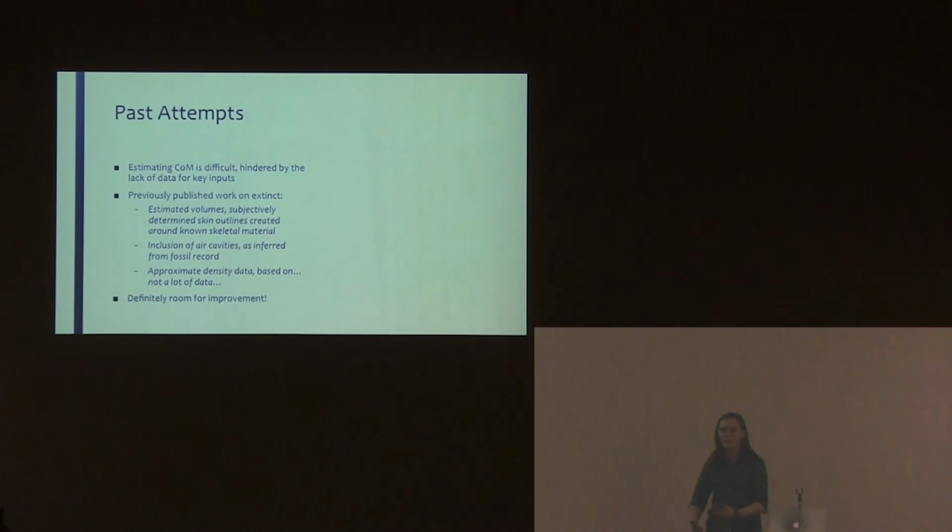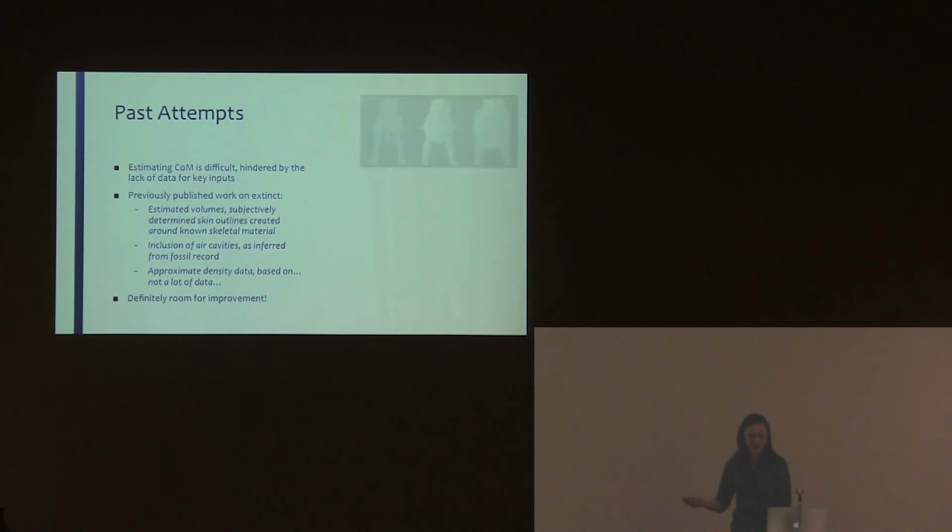There's a lot of input data that you require, and actually that's not really available in many cases. So people have had to estimate soft tissue volumes, but there isn't really information on how that works in living things. And so there have been subjective estimates, basically drawing around skeletons to make something that vaguely looks like a T-Rex, which isn't ideal. People have included air cavities, which is fine. That's based on a fossil record. Again, it's not really grounded in anything that we know about living animals. And the density data that's used is, again, based on not a lot of data.